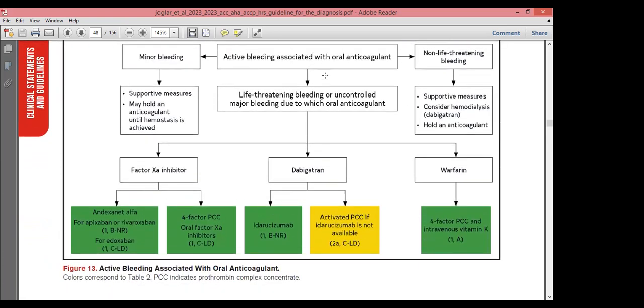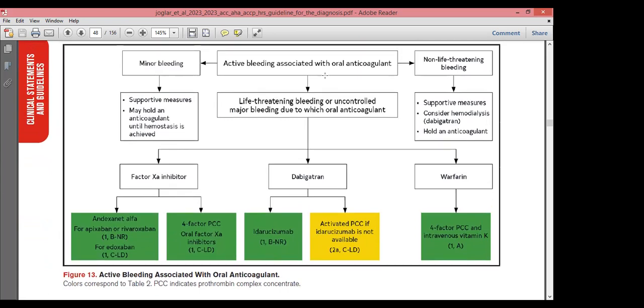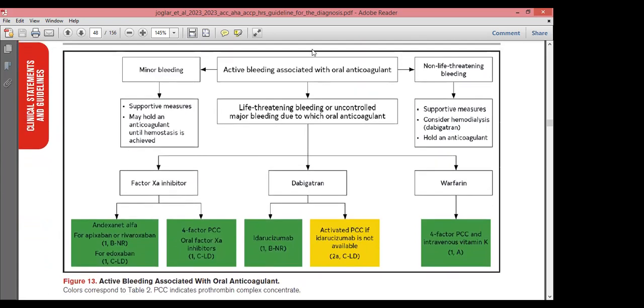Okay, this table just summarized what I said earlier. I don't know whether I should explain it again. Okay, let me just explain it again. So people who have active bleeding associated with oral anticoagulants, if it's a minor bleed, you carry out some supportive measures, then you withhold the anticoagulants until hemostasis is achieved. Then if they have life-threatening bleeding now, for dabigatran, reverse with idarucizumab. That's class 1. Then class 2, activated prothrombin complex concentrates if idarucizumab is not available.